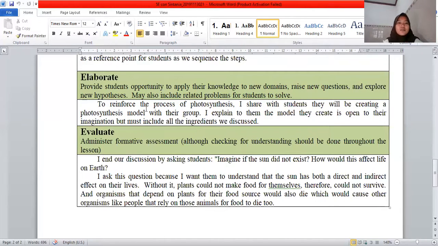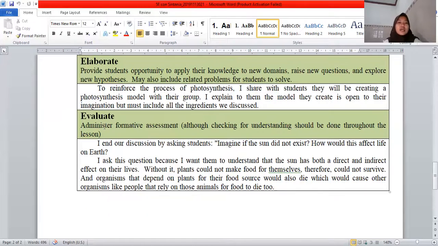To reinforce the process of photosynthesis, I share with students they will be creating a photosynthesis model with their group. I explain to them the model they create is open to their imagination, but must include all the ingredients we discussed. For evaluate, administer formative assessment, also checking for understanding should be done.